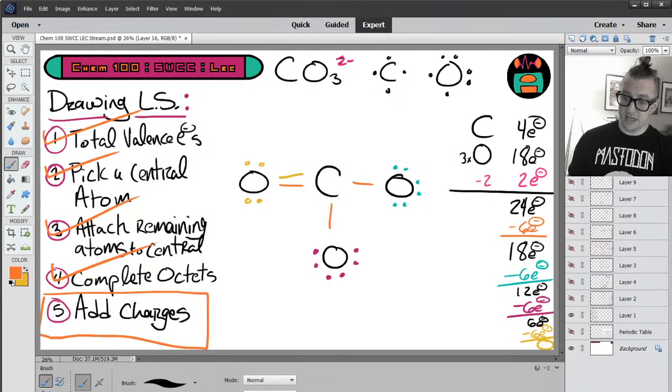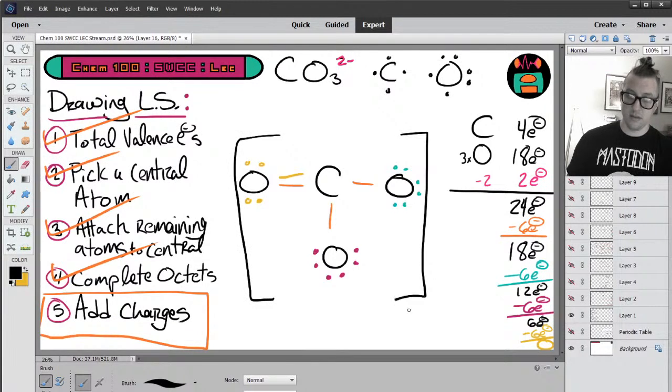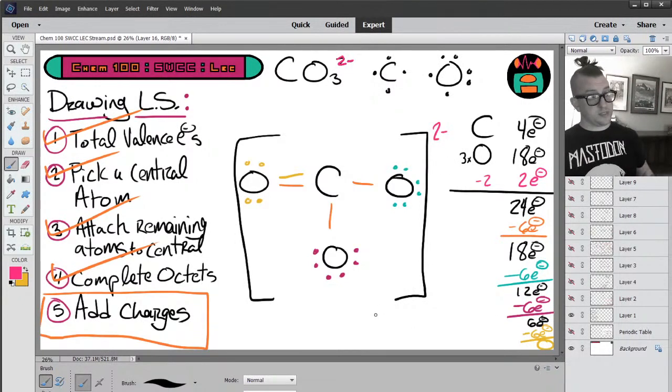And now we need to add our charges. So we slap a bracket and we add our charge superscripted outside of the right bracket. And that is the Lewis structure for carbonate.